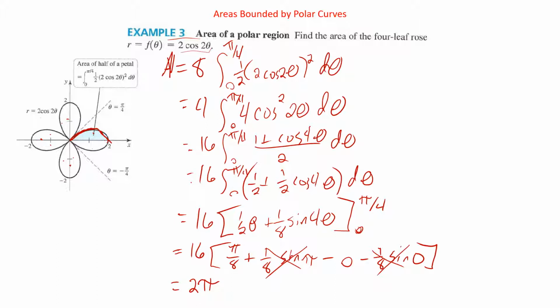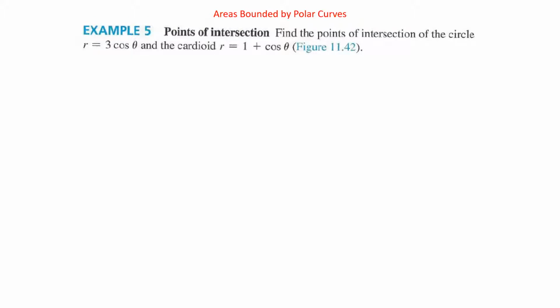Isn't that neat? I know it probably didn't look like it was going to come out fairly nice in the middle there. So that's finding an area. We have more. Finding points of intersection. That's an important piece when finding the area.